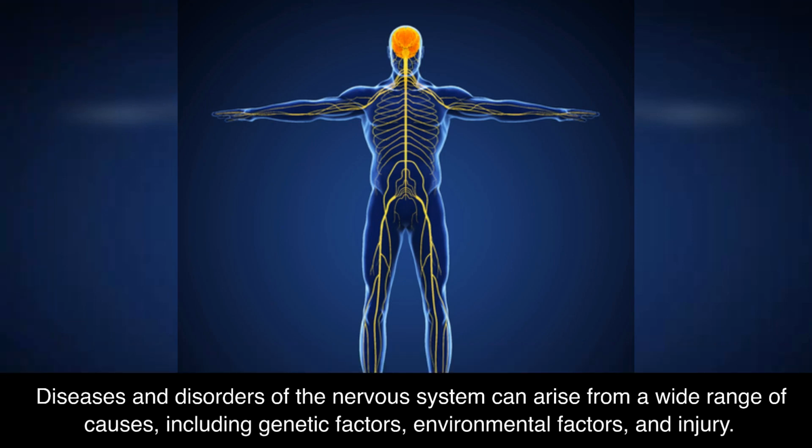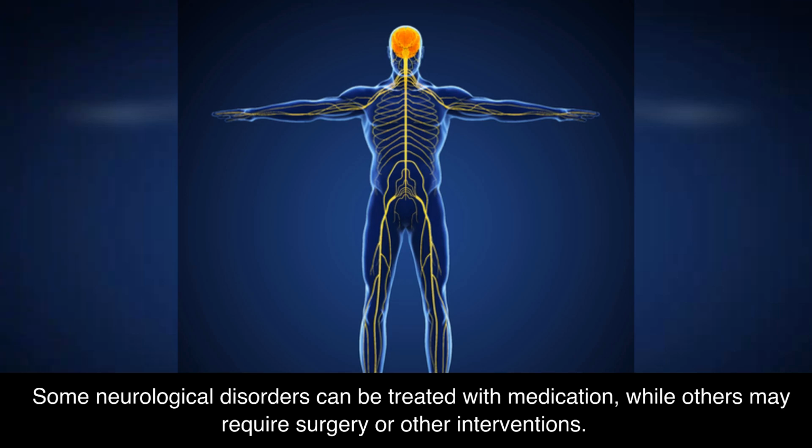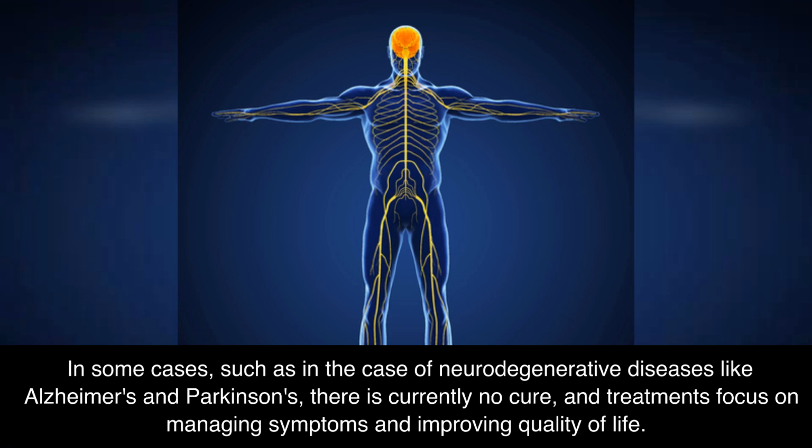Diseases and disorders of the nervous system can arise from a wide range of causes, including genetic factors, environmental factors, and injury. Some neurological disorders can be treated with medication, while others may require surgery or other interventions. In some cases, such as in the case of neurodegenerative diseases like Alzheimer's and Parkinson's, there is currently no cure, and treatments focus on managing symptoms and improving quality of life.